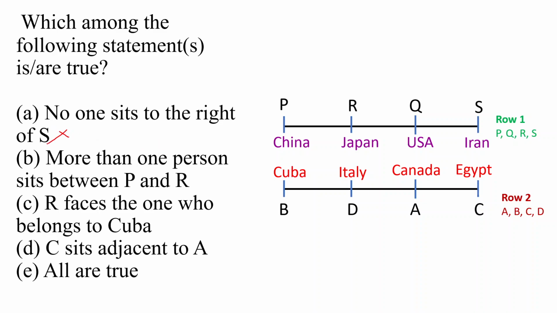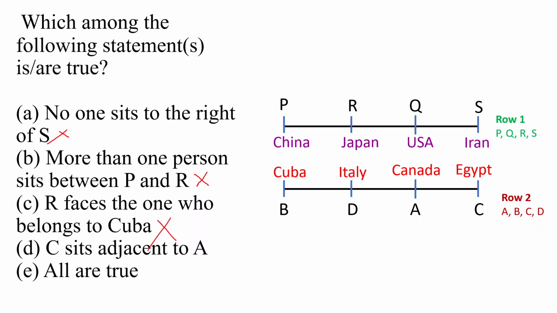The second option is, more than one person sits between P and R. You can see here in the sitting arrangement that there is no person between P and R. So this option is also wrong. The third option is, R faces the one who belongs to Cuba. Here you can clearly see that R faces the one who belongs to Italy. So this option is also wrong.